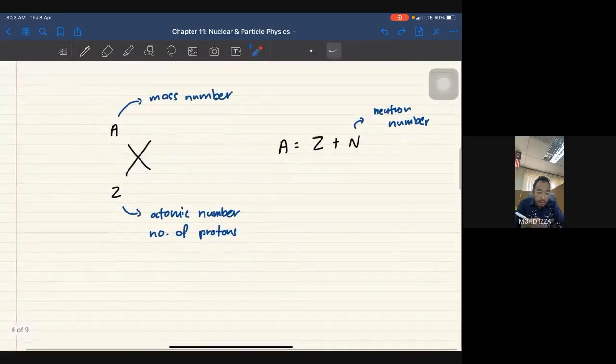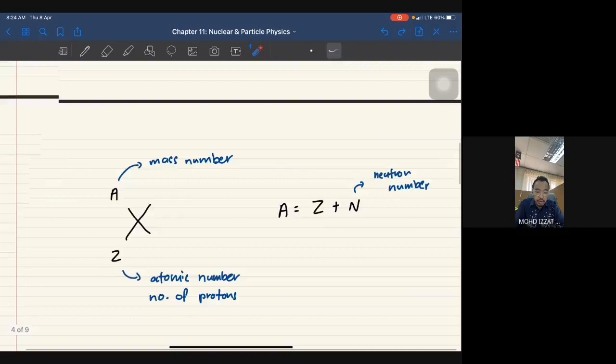Okay, so we have this kind of symbol that we use to represent certain elements in chemistry. So A here represents the mass number, Z here represents the atomic number of proton. Okay, so you have an equation like this where the mass number is equal to atomic number plus neutron number. So they might give you A and Z and you can find the N straight away.